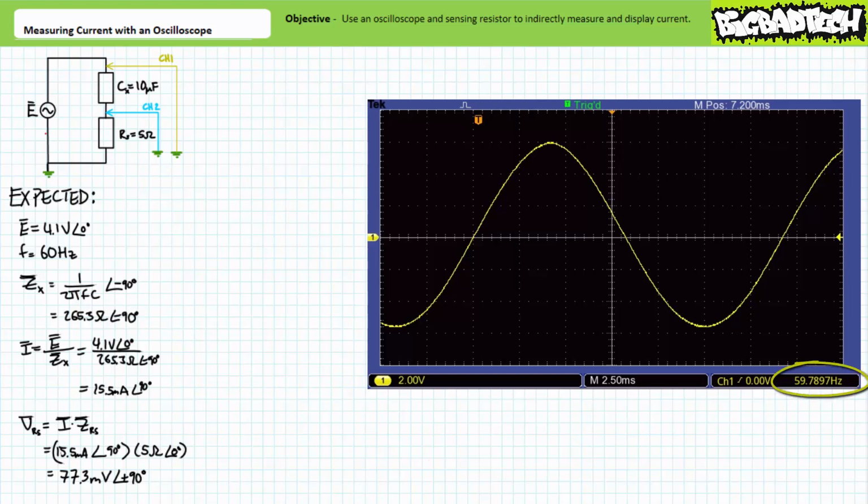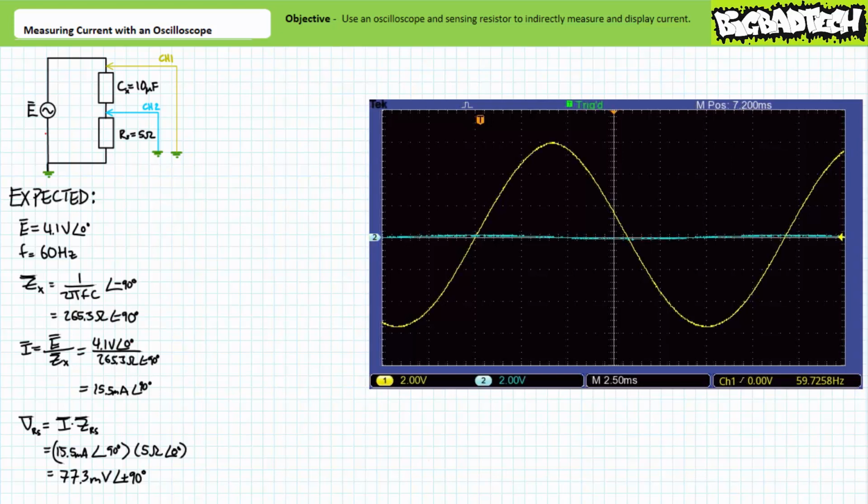Looks like the supply voltage is a frequency of 59.8 Hz. This is close enough to our desired frequency of 60 Hz. Let's just go with it. When we display channel 2 simultaneously, also using a vertical sensitivity of 2 volts per division, we are rewarded with what may appear upon casual inspection to be nothing more than a flat line. Is this true? Is there nothing on channel 2? No, far from the truth.